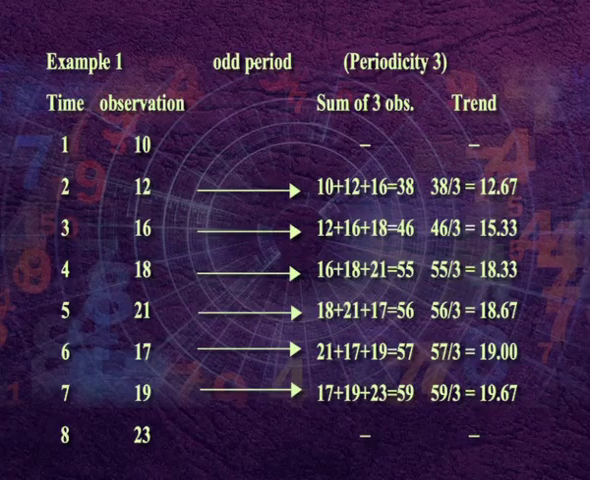Here you can see time and observation is given and we have to find periodicity for 3 years, which is odd year. So, first we do sum of 3 observations, 10 plus 12 plus 16, which is 38, and we place it against the time 2. Then 38 divided by 3, which is equal to 12.67, and so on.